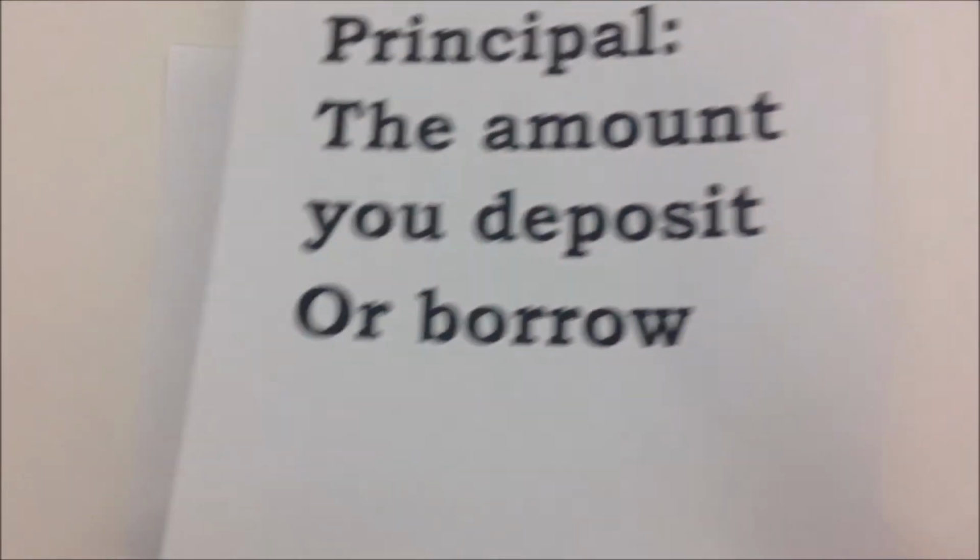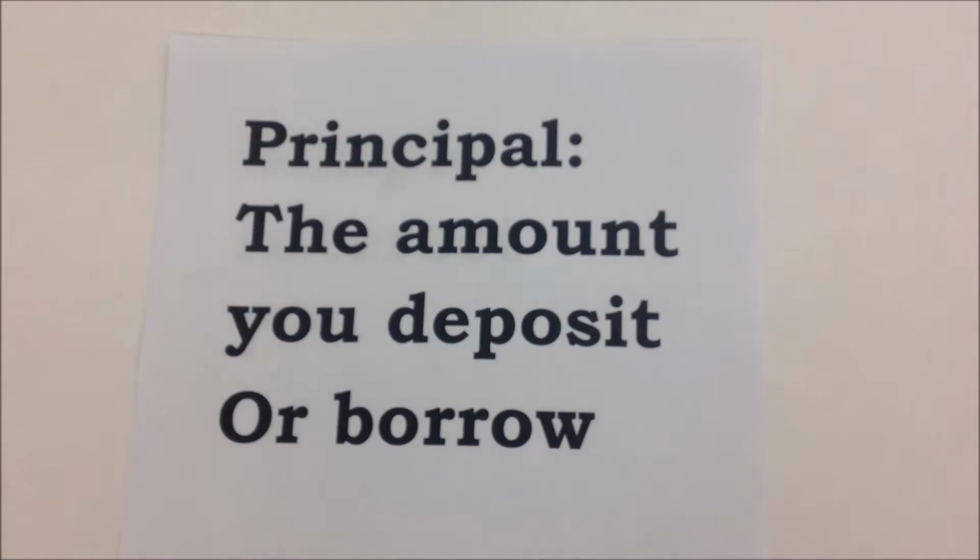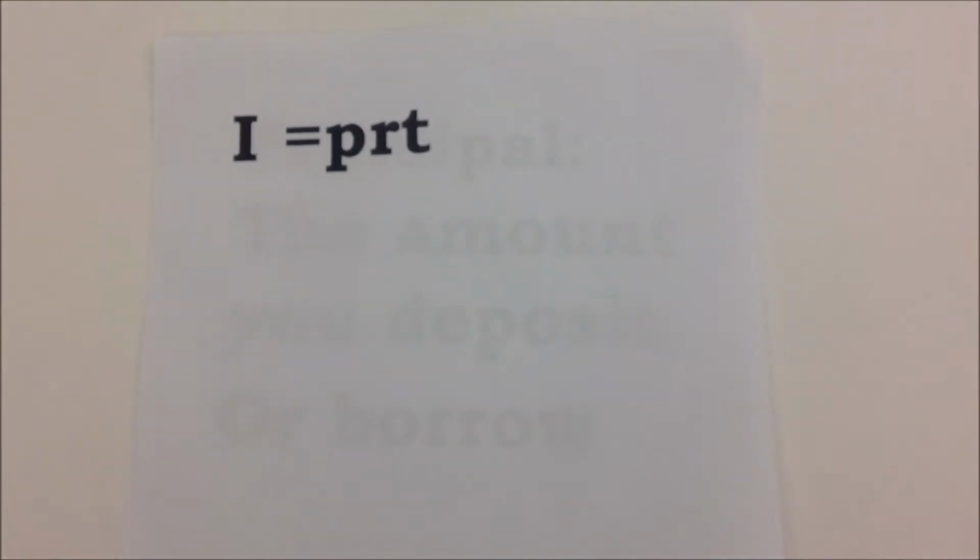So here are some words we should know. Principal. Now, this isn't the principal of the school. Principal is the amount of money you deposit in the bank, or the amount of money you borrow. And there's a formula that we need to know. Here's the formula: interest equals principal times the rate times the time.